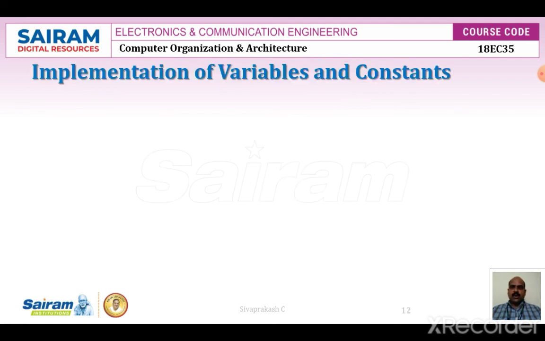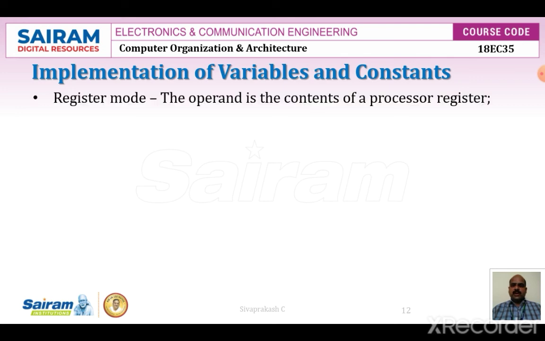So let's move on to the next topic, called implementation of variables and constants. What is the implementation of variables and constants? A variable is represented by allocating a memory location to hold its value. Thus, the value can be changed as needed using an appropriate instruction. There are two accessing modes to access the variables. Let us see them.